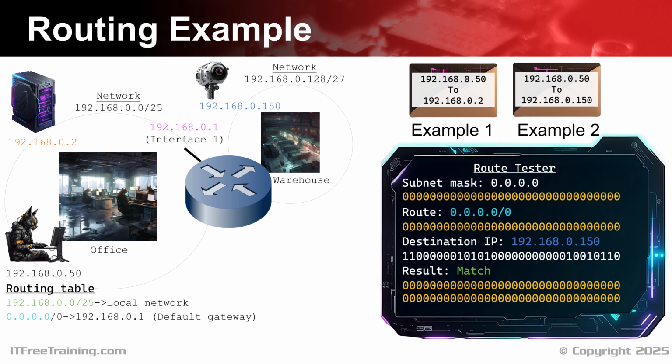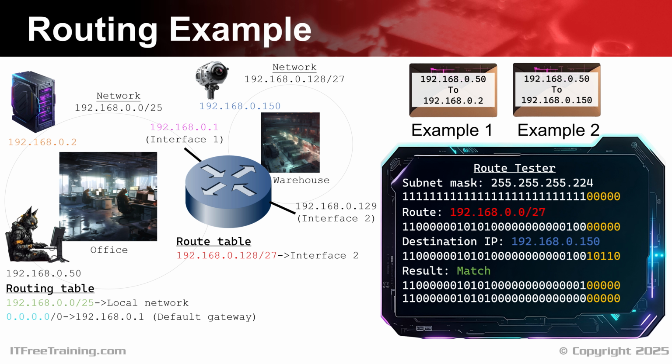The next step is the router needs to forward the packet to the next network. To do this, it will consult its routing table. The router should have a route in its routing table that will say where to send the traffic. In this case, an interface on the network containing the destination IP address or another network that will get the packet closer to the destination. Let's look at the route tester to see what is happening.